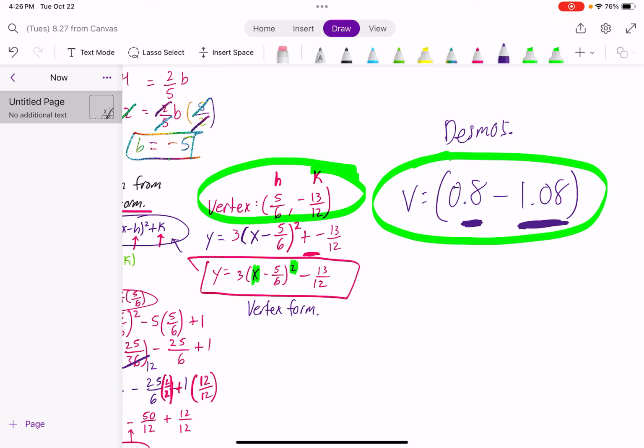So that's a quick way of verifying if you're doing something right. I plugged my standard form equation into Desmos, and received this vertex here, which matched up with the vertex from my vertex form. So everything checks out.